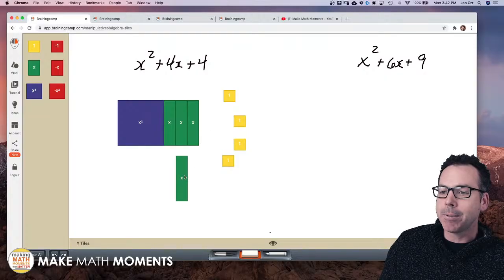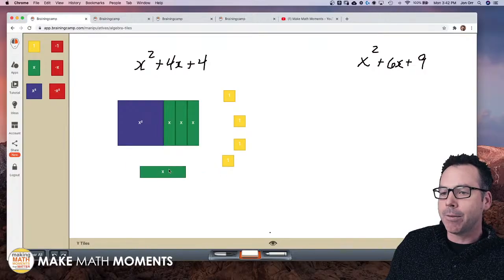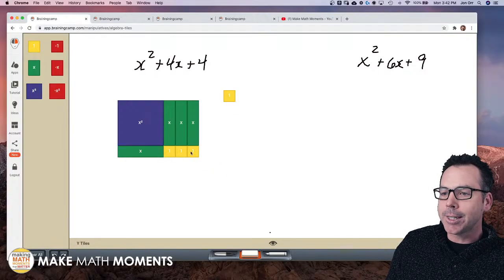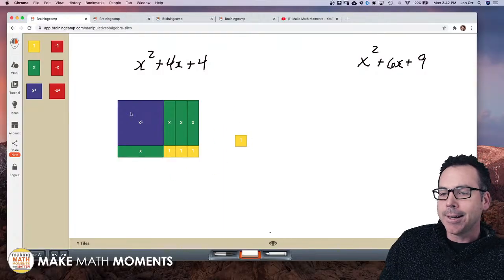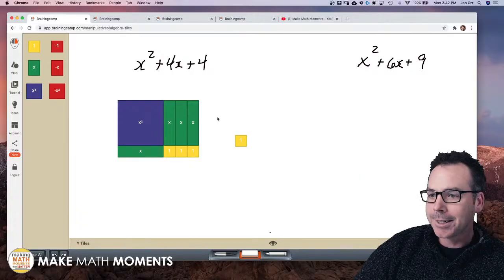So they might play around with it, and you might push them to say, hey, that's not a square. Let's make a square. Okay, well, if I put one here, I've still got a rectangle, and I want to use all the tiles here. I want to use the tiles to make a square. Like, that's a rectangle. That's not a square.